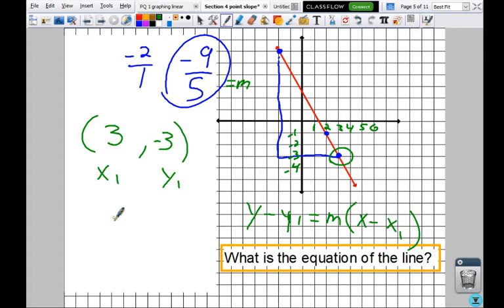Now, what you could have done, actually, we're going to finish this, then we're going to do the second version you could have gotten. So, I'm going to replace m with -9/5, x1 with 3, y1 with -3. So I'm going to go y minus y1, which is -3, minus -3 is really a +3. So I'm going to go +3 instead of minus negative. And then it's going to equal -9/5, parentheses, x minus, and I'm just going to put in the 3 for this, minus 3. Okay, this is one answer.